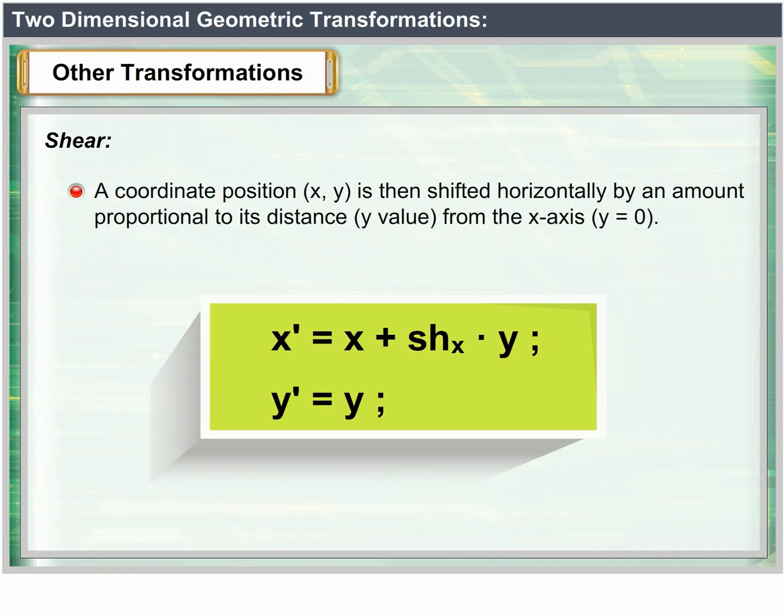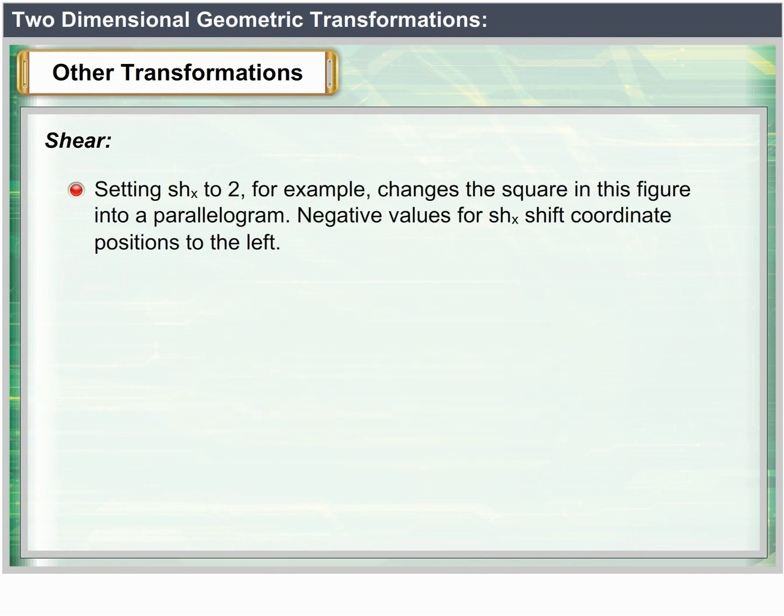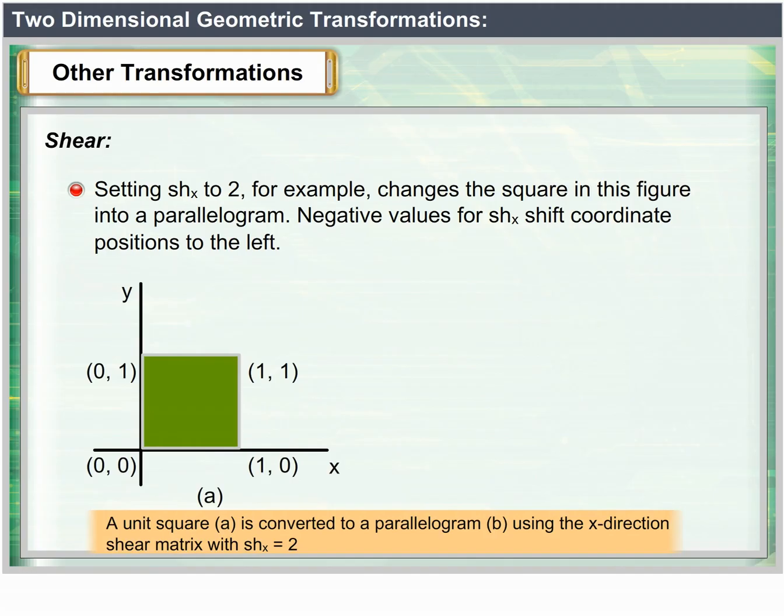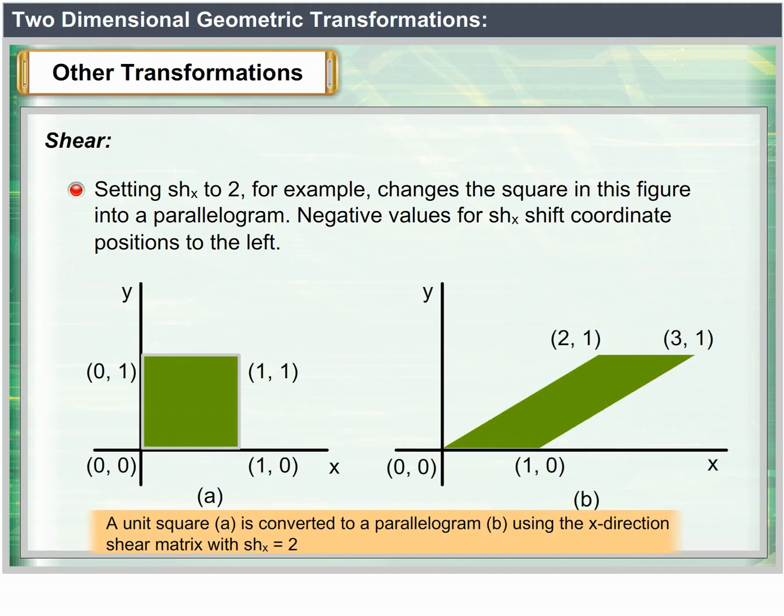A coordinate position x, y is then shifted horizontally by an amount proportional to its y-value distance from the x-axis, y equals 0. Setting shx to 2, for example, changes the square in this figure into a parallelogram. Negative values for shx shift the coordinate positions to the left. This figure shows a unit square A converted to a parallelogram B using the x-direction shear matrix with shx equals 2.